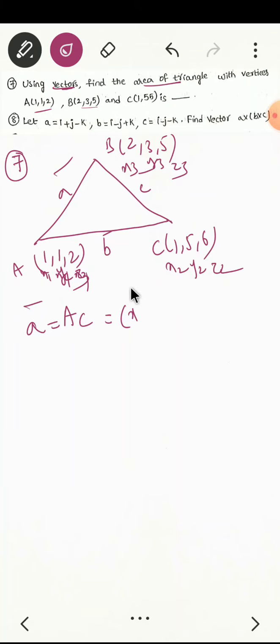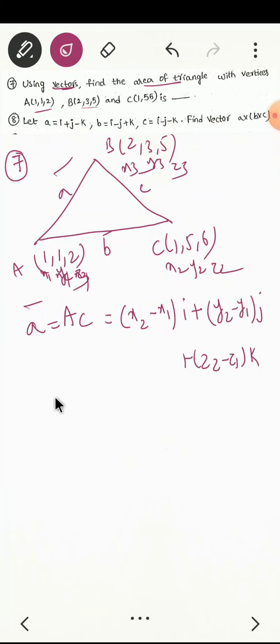that will be x2 minus x1 i plus y2 minus y1 j plus z2 minus z1 k. Then the a bar is x2 minus x1, which is 0 i, plus y2 minus y1, which is 4 j, plus z2 minus z1, which is 6 minus 2, 4 k. Then find the b bar likewise.